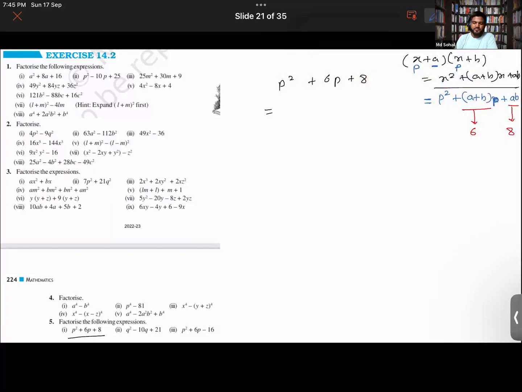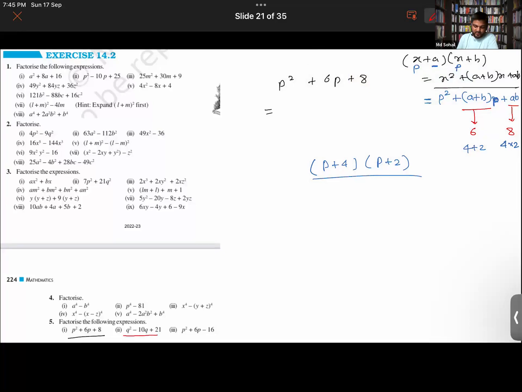It's p plus 4 multiplied by p plus 2. Well done. Because here 4 plus 2 gives you 6 and 4 multiplied by 2 leads you to 8. You got it? Very good. Would you guys like to solve one more question? Yes, sir.